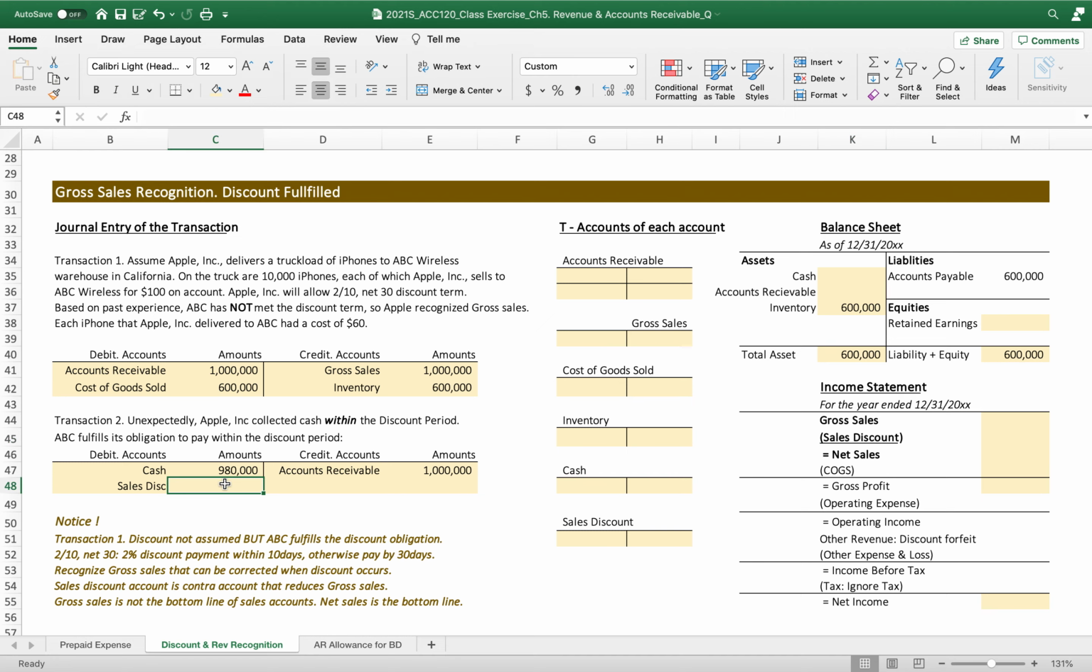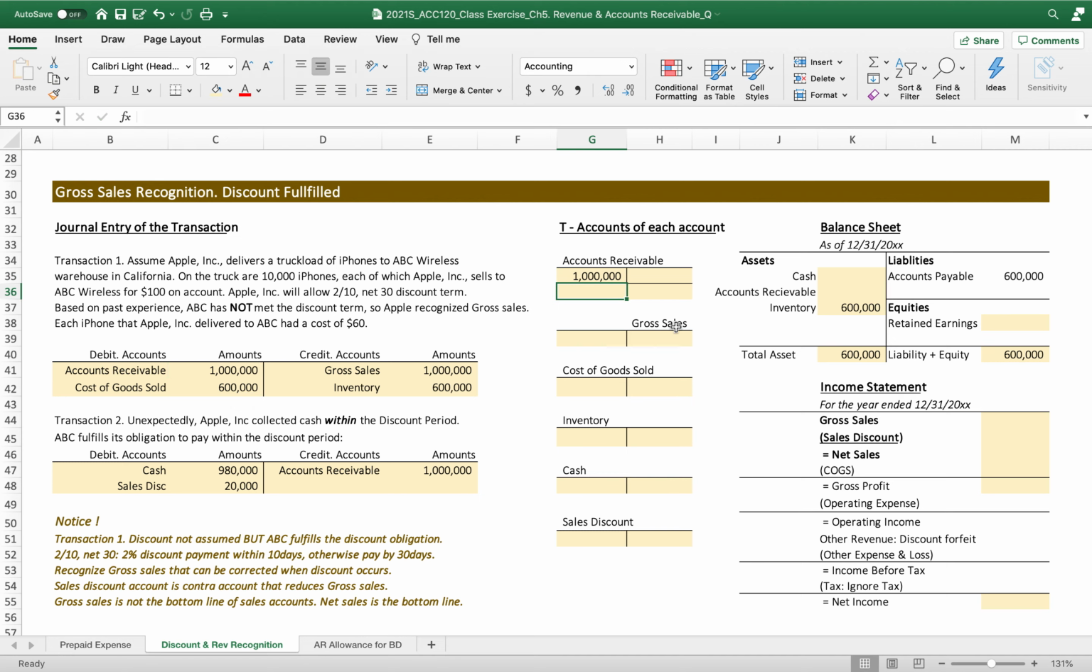So how much is sales discount, right? Always debit and credit should be equal. You can just plug in. What is this 2%, right? 2% is $20,000, which is the discount amount, so that we can balance out between the debit and credit. Okay. So let's post this journal entry into the T accounts of each account.